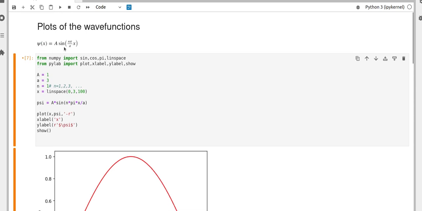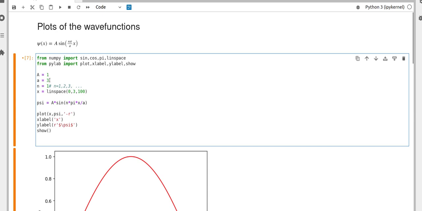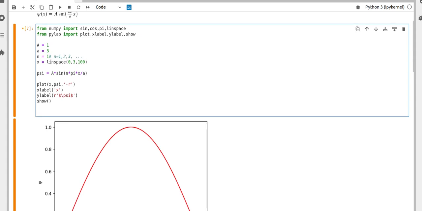So this is the wave function A sin(n pi over a x). If we set capital A to be 1 and small a to be 3, the principal quantum number n can have the value n equals 1, 2, 3, 4, and so on and so forth. Let's take a range of x values from 0 to 3. So here x is from 0 to 3, and this is our psi, A sin(n pi x divided by a). I will plot the wave function.